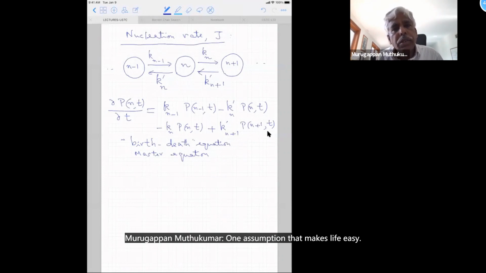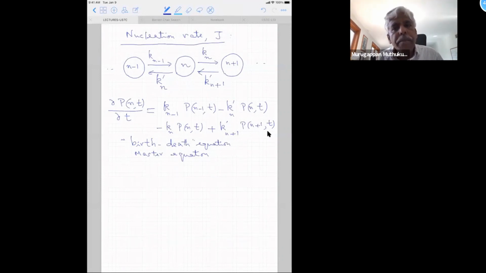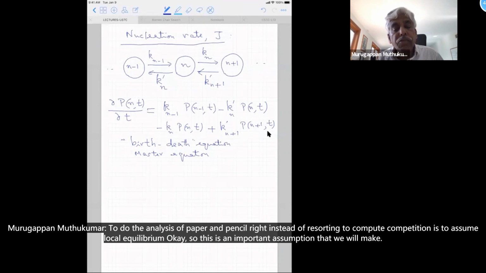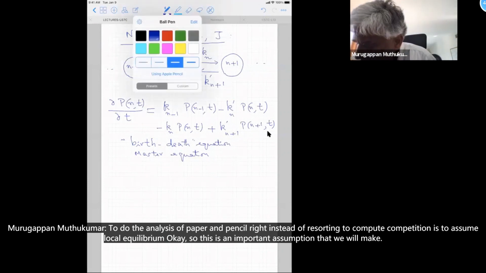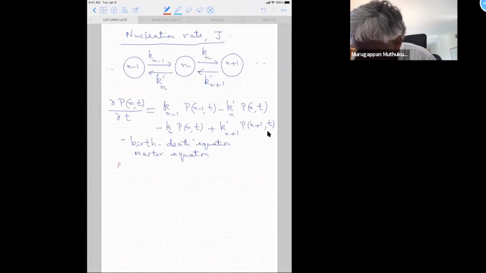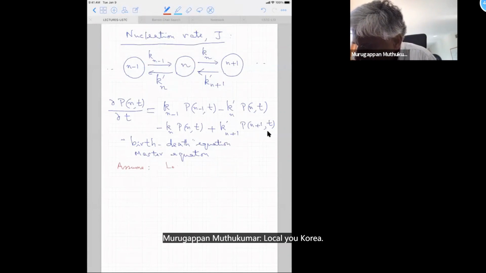One assumption that makes life easy to do the analysis with paper and pencil, instead of resorting to computation, is to assume local equilibrium. This is an important assumption that we will make. Assume local equilibrium.